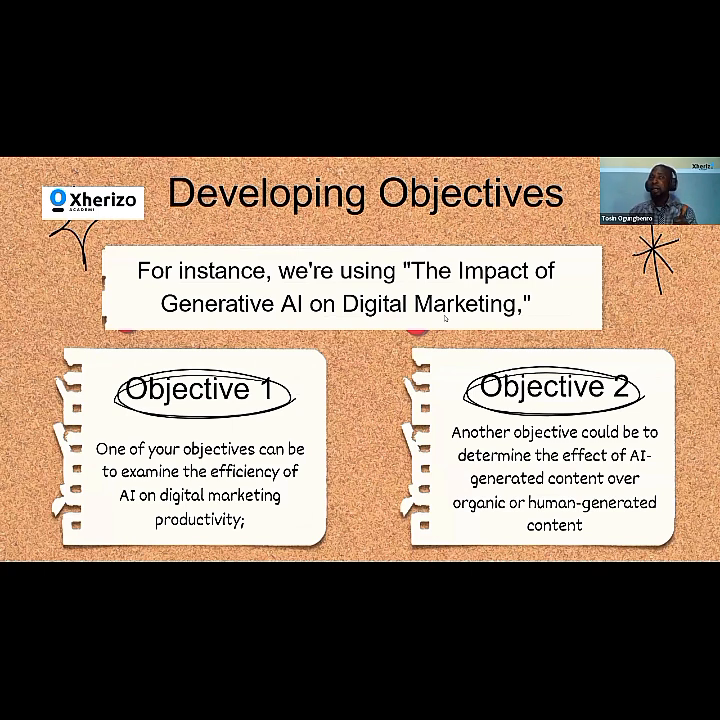ChatGPT is my independent variable. Don't forget that. To examine the efficiency of ChatGPT on this digital marketing, I'm going to substitute it to one of my dependent variables. Don't be confused, please. One of my dependent variables is content creation speed.